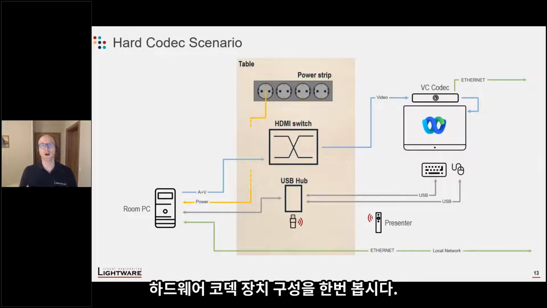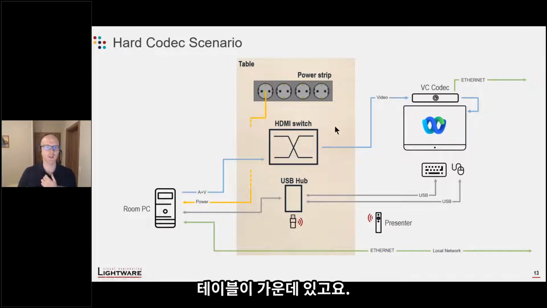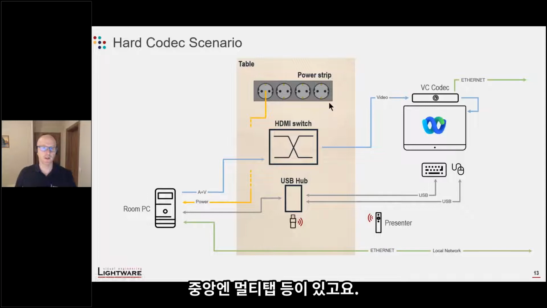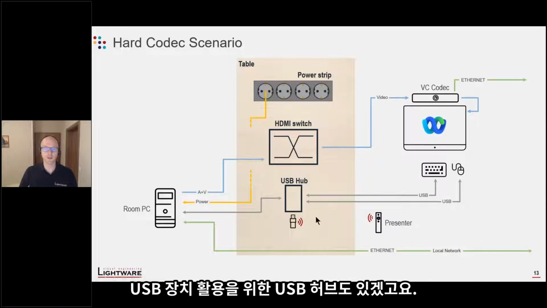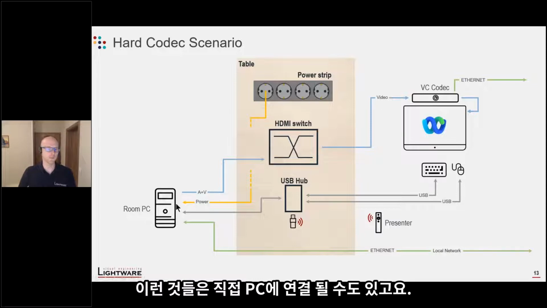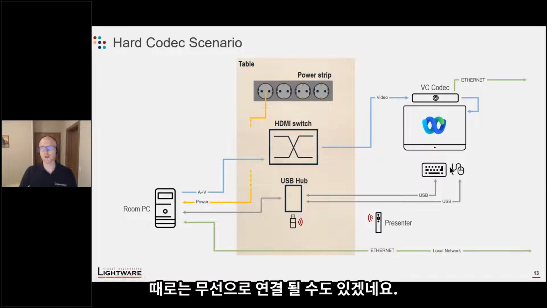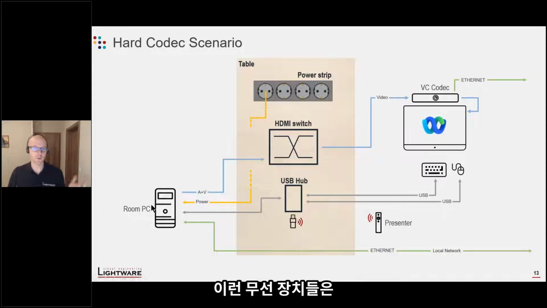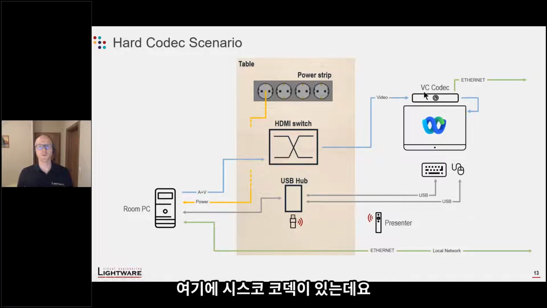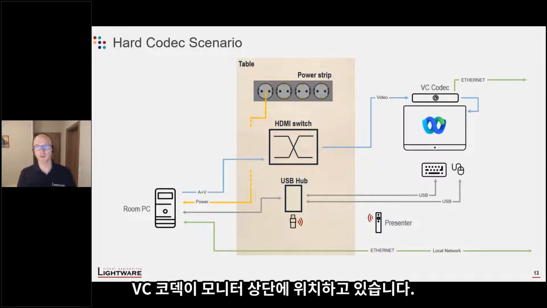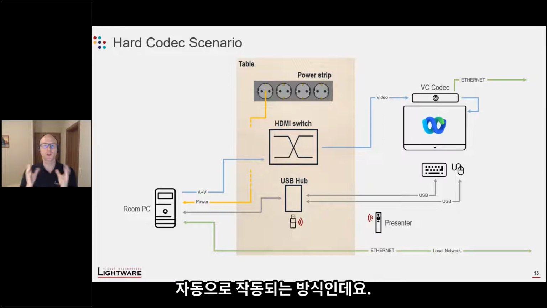So let's see a hard codec scenario. We have a table in the middle. There's most likely a power strip where people can connect their chargers. As I said before, there's likely to be an HDMI switch, maybe a USB hub for the keyboard and the mouse and the presenter, but these might be directly connected to the room PC. Most of these work wirelessly, so you just have to plug in 2 or 3 wireless receivers into the room PC. In this scenario, we have a Cisco hard codec, VC codec on top of the display, which can operate in itself.